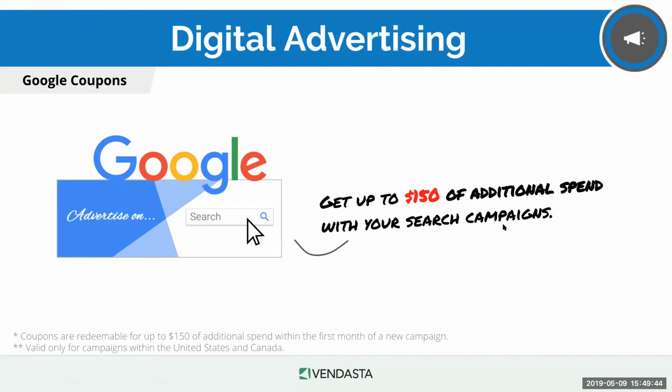Wanted to quickly touch on a promotion that we have right now, Google coupons. So any new search campaign that is run through Vendasta is going to be eligible to have up to $150 of additional search spend added on in that first month. So assuming you're in North America, US and Canada, or Aussie, Brit and South African partners. But if you're in North America and you spend at least $150, we know our minimums are $500, so it should be fairly straightforward.